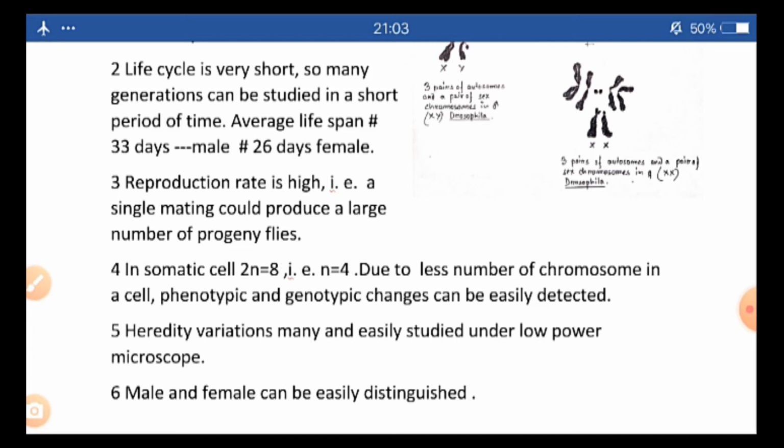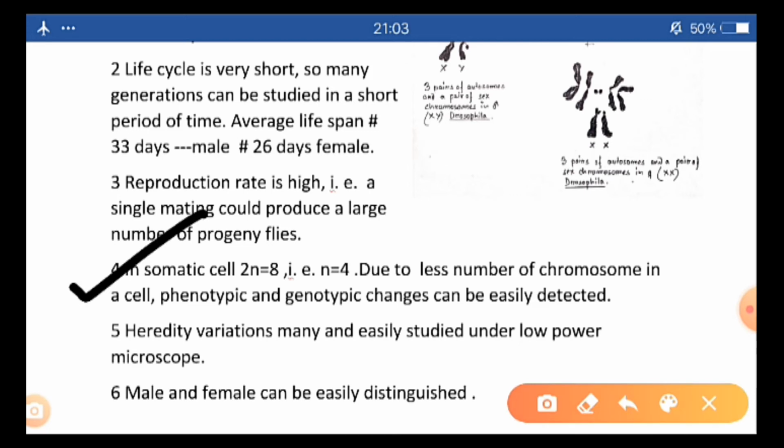Then the most important point is that in case of their somatic cell, 2n equals 8, that is n equals 4. Their ploidy is very less, only 4. It means that a body cell contains 8 chromosomes, and due to this less number of chromosomes, it is very easy to study the phenotypic and genotypic characters.